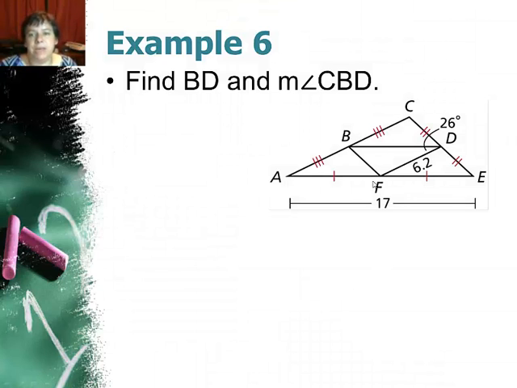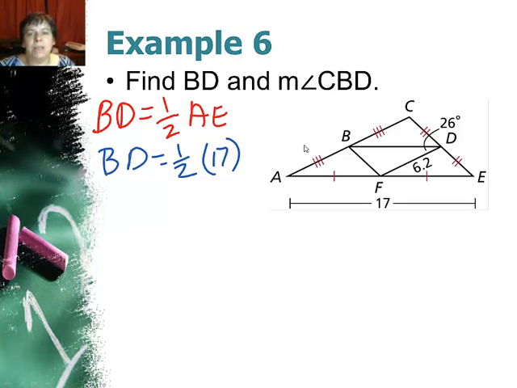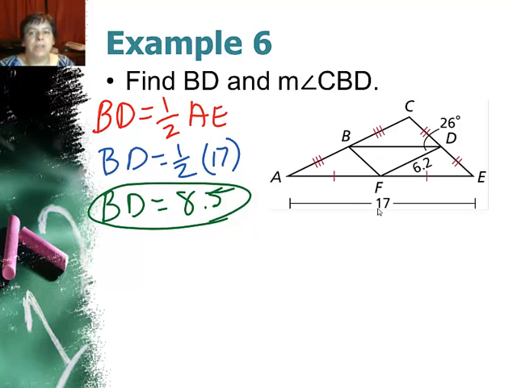First of all, I want to find the length of BD, and I can see that the length of AE is 17. Well, I know that BD, this is a midsegment, so it's half of the length of the base here. So it's half of AE. I substitute in 17. Half of 17 is 8.5. So the length of BD is 8.5.